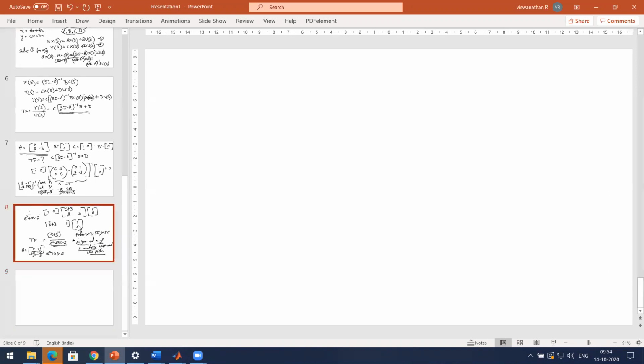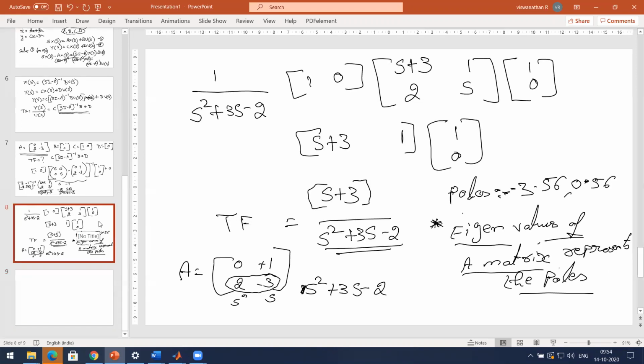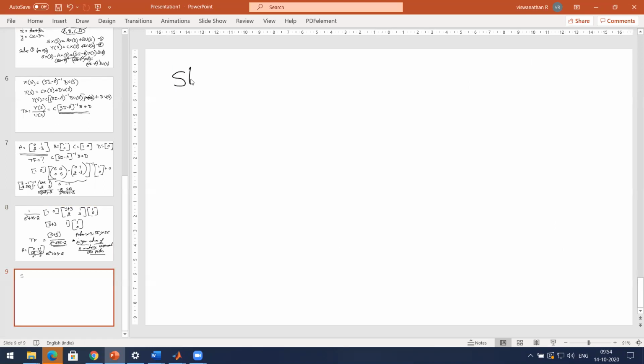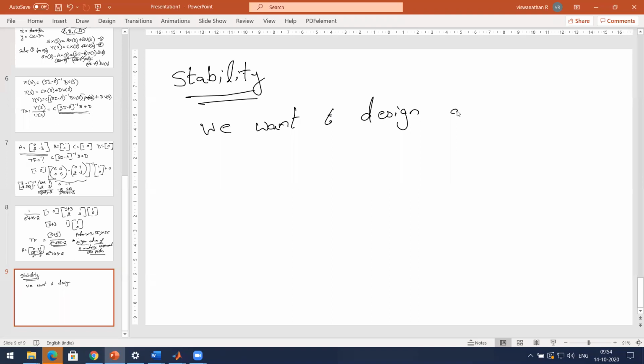What do we talk about when we talk about poles? Stability, sir. Stability. Okay, we talk about stability because poles define the stability. Now, why are we doing all this? Because we want to design a controller. Okay, we want to design a controller.